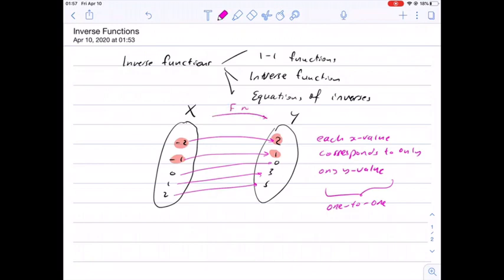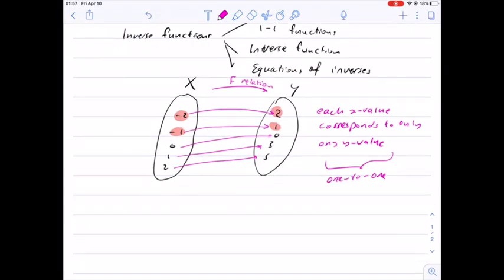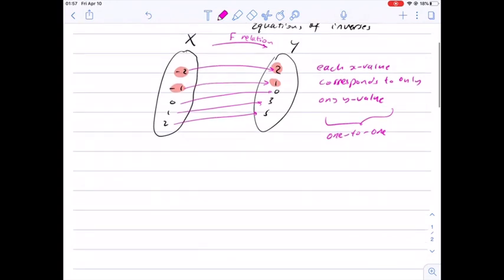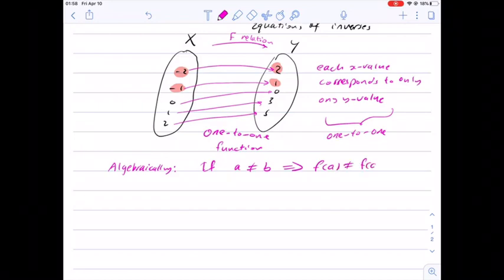So this is some relation between x and y. f is a relation, and we know that functions are special cases of relations. So this relation is one-to-one. Now, what do we mean by a one-to-one function algebraically? Algebraically, if you give me two different inputs, then the outputs will also be different.